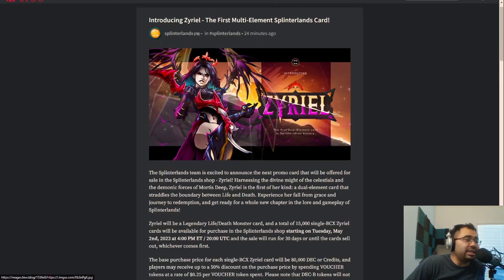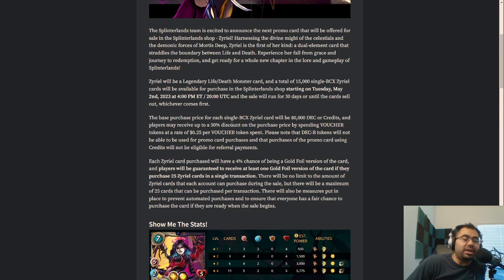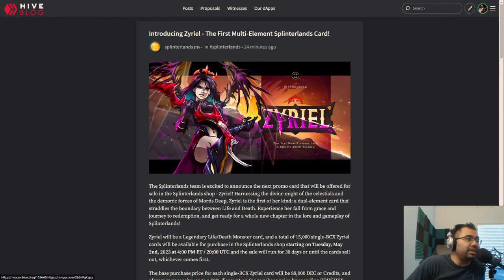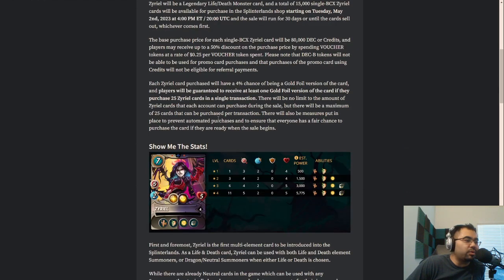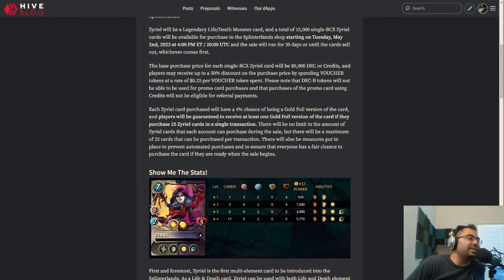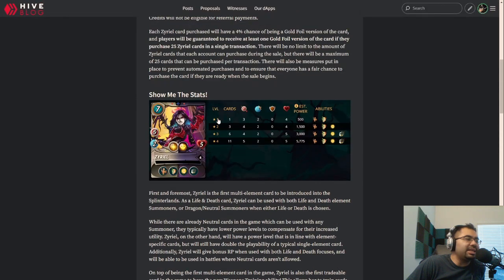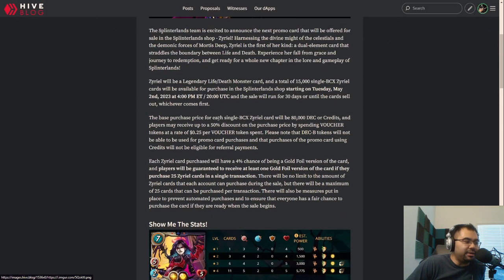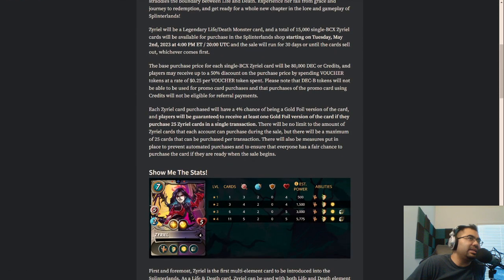So ultimately, I'm curious to know what your thoughts on this card are. I know in the town hall, there were a lot of people giving a little negative feedback, saying that it's way too expensive of a card. When you think about it, every BCX is about $40. And actually, DEC is less. It is about 15% below its peg right now, 17% below its peg. So it's not actually $40 per BCX. It's actually lower than that.